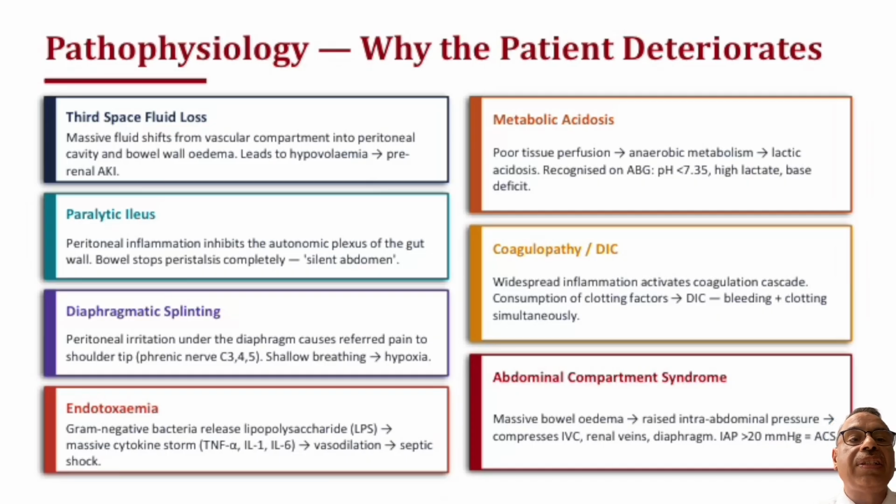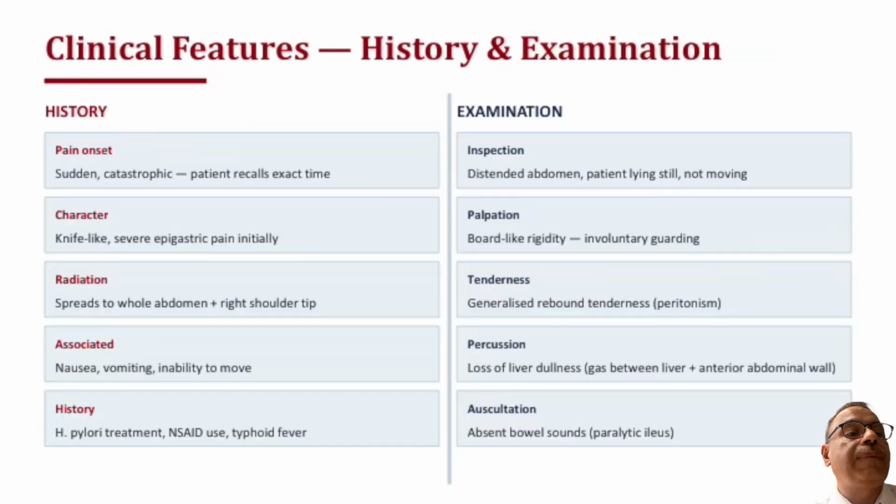And lastly, these patients are at risk of sepsis and endotoxemia because gram-negative bacteria release lipopolysaccharides, LPS. Now this LPS causes massive cytokine release, activation of TNF alpha, tumor necrosis factor alpha, interleukin 1 and interleukin 6 specifically, and this leads to widespread vasodilatation leading to septic shock. So this is the pathophysiology which would lead to the deterioration in the patient with generalized peritonitis.